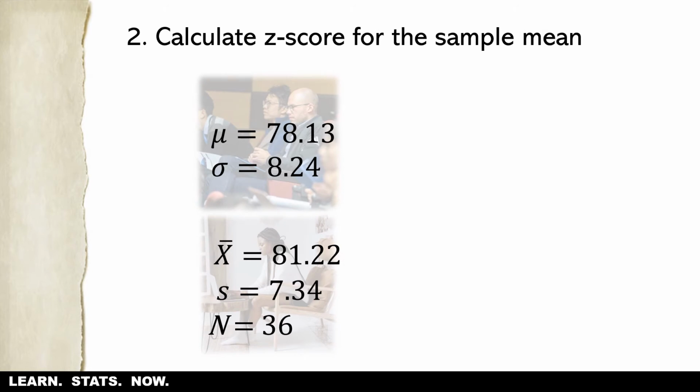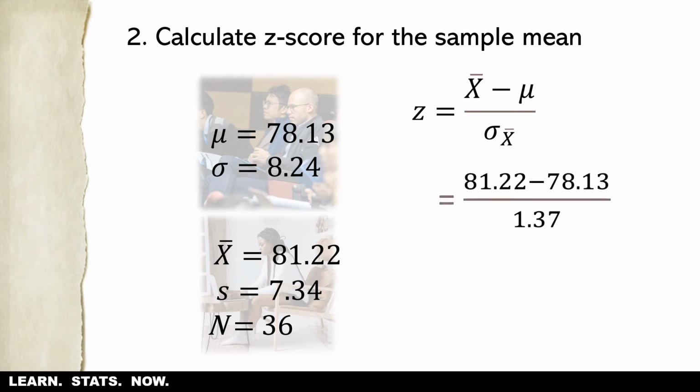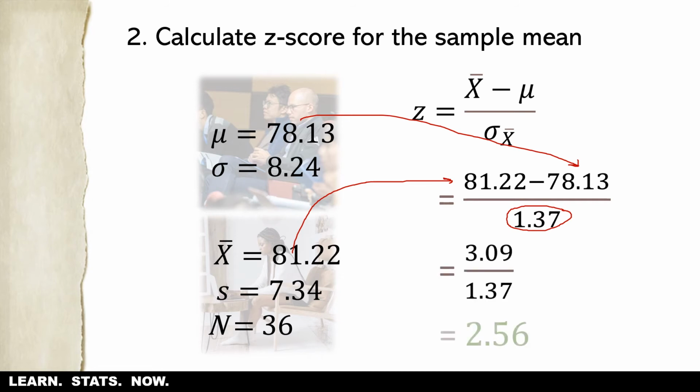What we have to do now is calculate the z-score for the sample mean. So here's our formula. We have all the data that we need. The sample mean goes up here in the numerator. The population mean is also in the numerator. And then all the action, of course, is happening in the denominator in statistics. And this is our standard error of the mean, which we calculated on the previous slide. So we walk that through, and we get a value of 2.56.